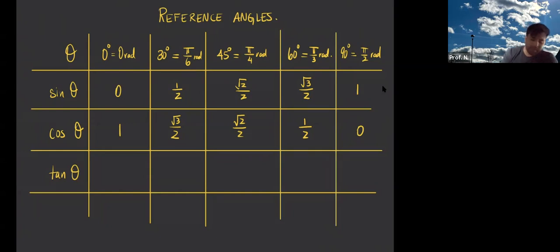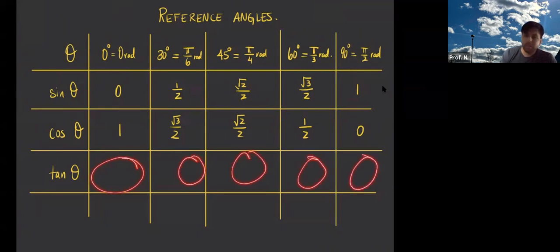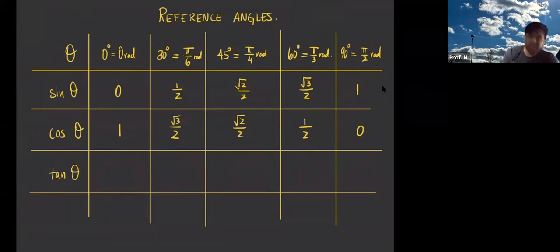Now, how do you find the values for tangent? Remember, tangent was sine over cosine. So you just have to take the values for sine and cosine and divide them to get tangent. So tangent of 0 degrees is going to be 0 over 1. What is 0 over 1? It's 0. So tangent of 0 is 0.